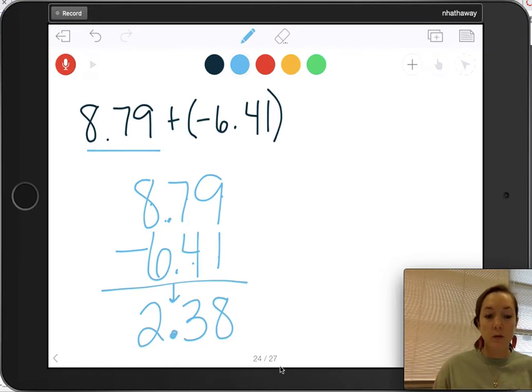Now look at your numbers. Don't forget to look at your numbers again. Which digit is bigger, 8.79 or 6.41? Well, 8 is clearly bigger, and it's going to stay positive because 8.79 is positive.